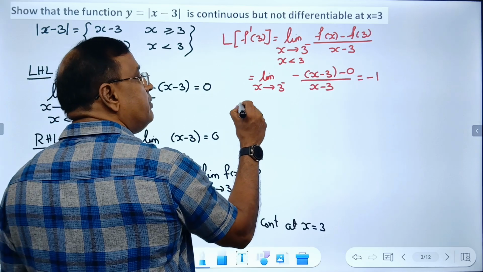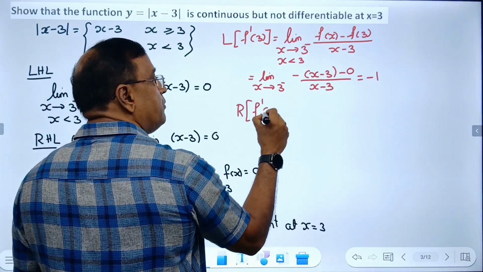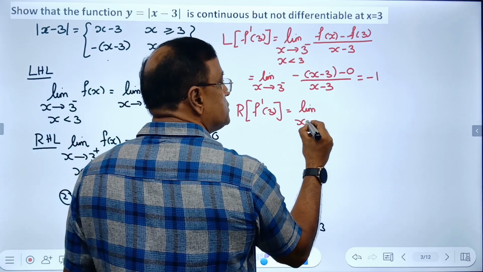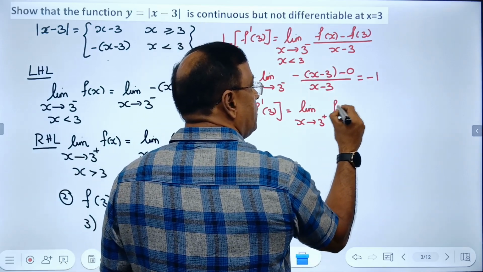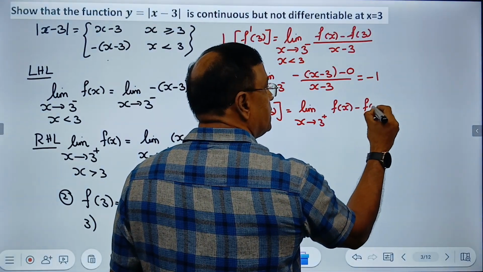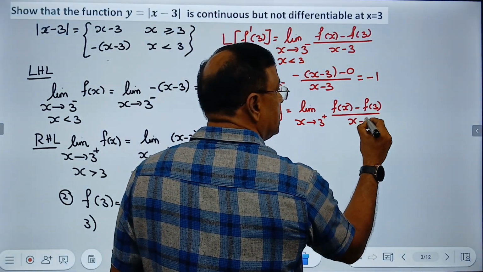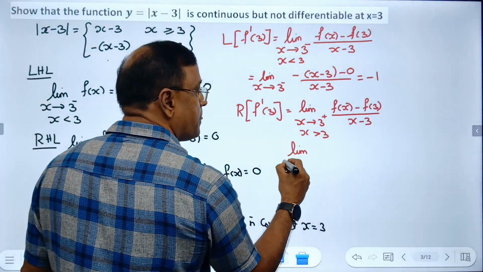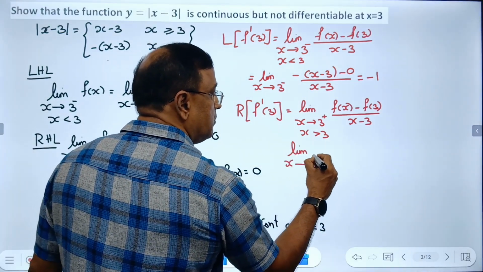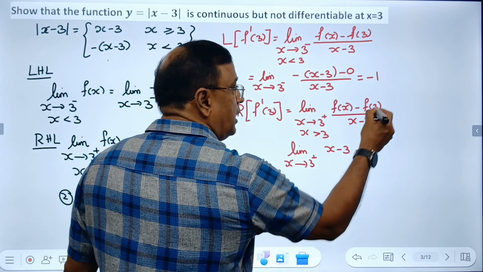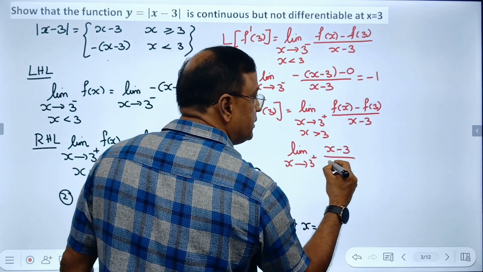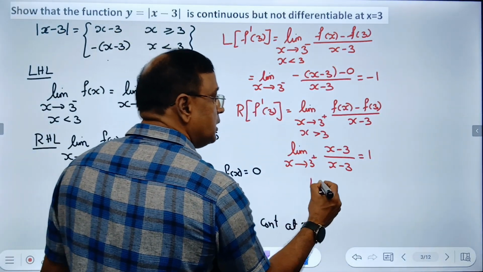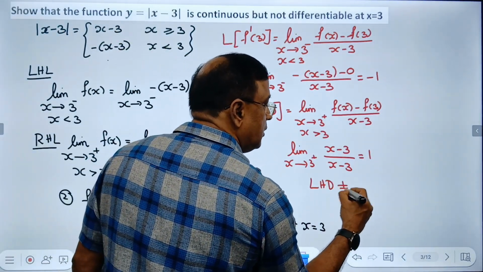Now what is my right hand derivative? Right hand derivative of 3 is limit x approaches to 3 plus f of x minus f of 3 by x minus 3. Since this is greater than 3, what is my modulus? What is my f of x? My f of x will be x minus 3, and you know f of 3 is 0, so I don't have to write that. So you get 1. So clearly LHD is not equal to RHD.